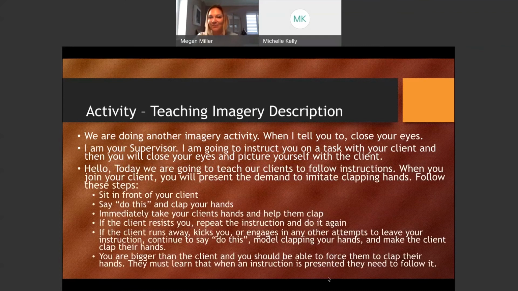Hello. Today, we are going to teach our clients to follow instructions. When you join your clients in your imagery, you will present the demand to imitate clapping hands, and you will follow these steps. Sit in front of your client, say, do this, and then clap your hands. Immediately take your client's hands and help them clap. If the client resists you, I want you to repeat the instruction and do it again. If the client runs away, kicks you, or engages in any other attempts to leave your instruction, continue to say, do this, model clapping your hands, and then make the client clap their hands. You are bigger than the client, and you should be able to force them to clap their hands. They must learn when an instruction is presented, they need to follow it.